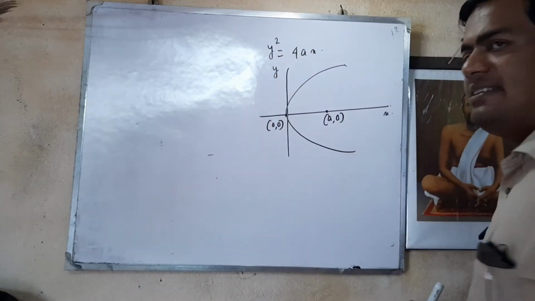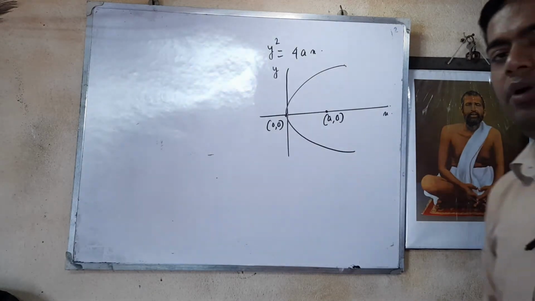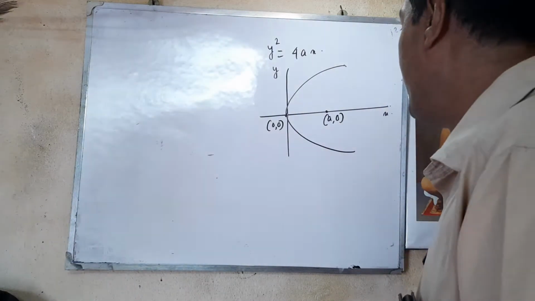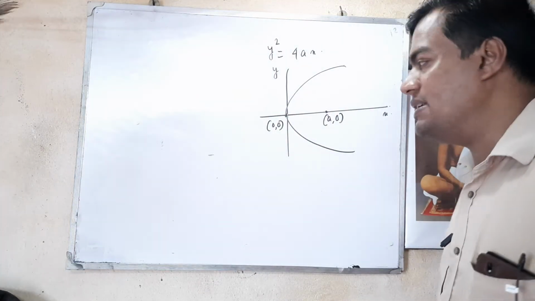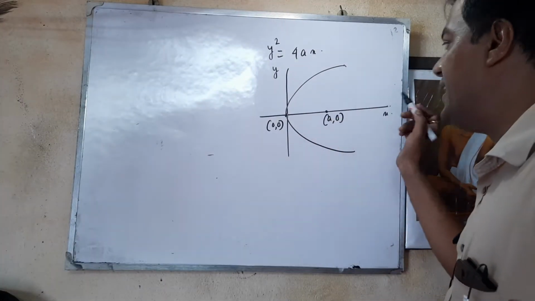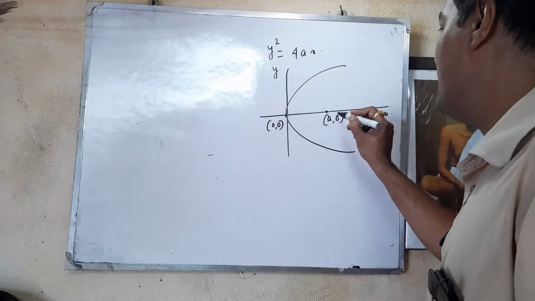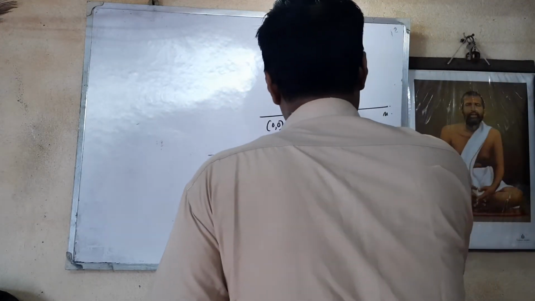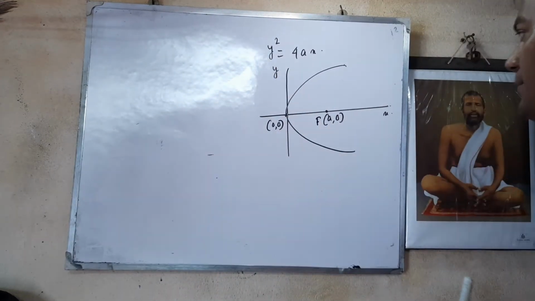Its symmetry axis is the x-axis, and the focus, as per our definition, is a point placed on the symmetry axis of the parabola. As the symmetry axis is the x-axis, the focus is situated at the point a, 0 of the parabola. Okay.